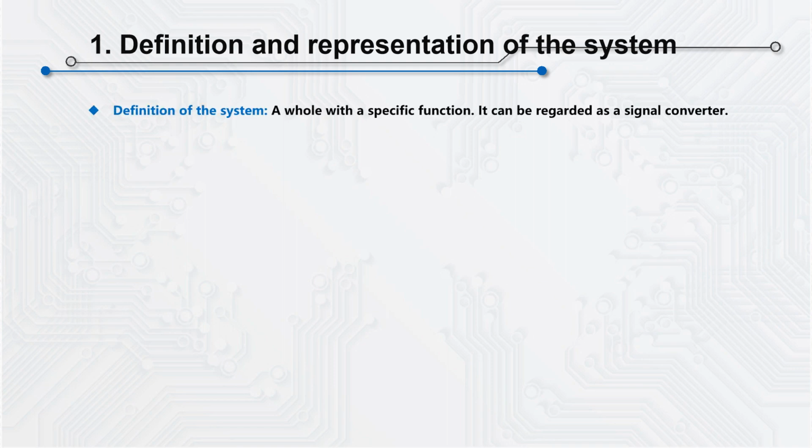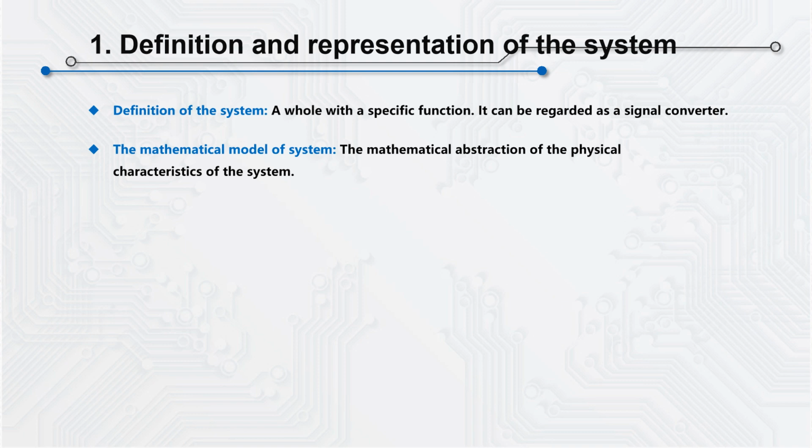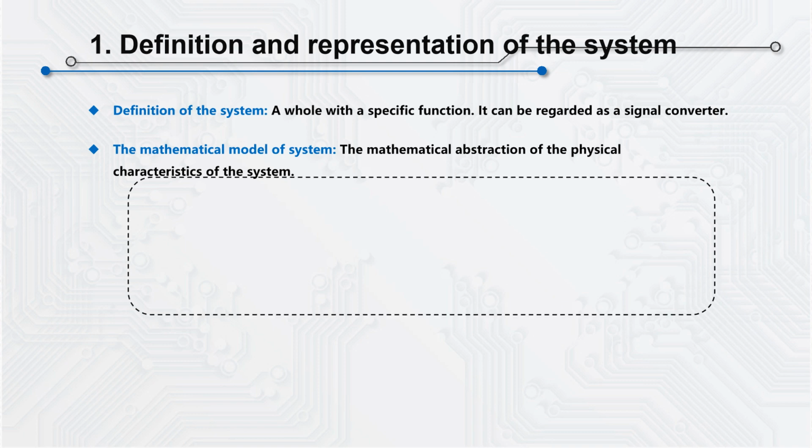System refers to a whole with specific functions. It can be regarded as a signal converter or processor. The mathematical model of system refers to the abstraction in mathematics of the physical characteristics of system.